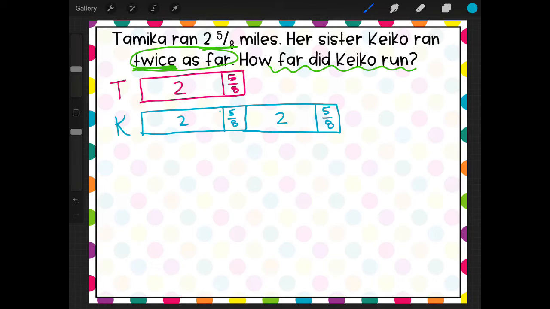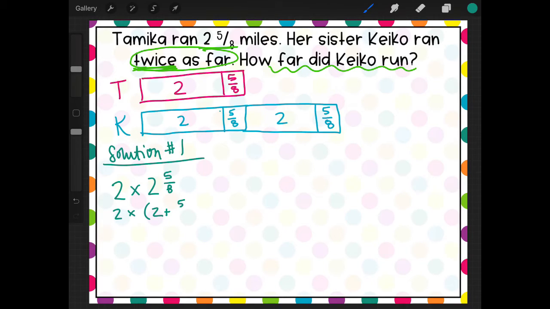Next, we're going to go through how we could solve that problem. So there are 2 different ways you could do your solution, and I'm going to show them both to you. So, solution number 1. You could look at this and you could say, oh, well, we just talked about 2 times as many, meaning multiply by 2, or twice as many. So I could write 2 times 2 5/8. I remember that that is the same as 2 times 2 plus 5/8.